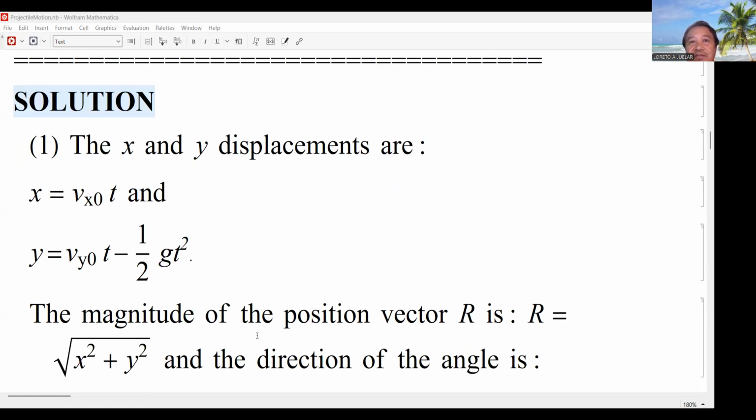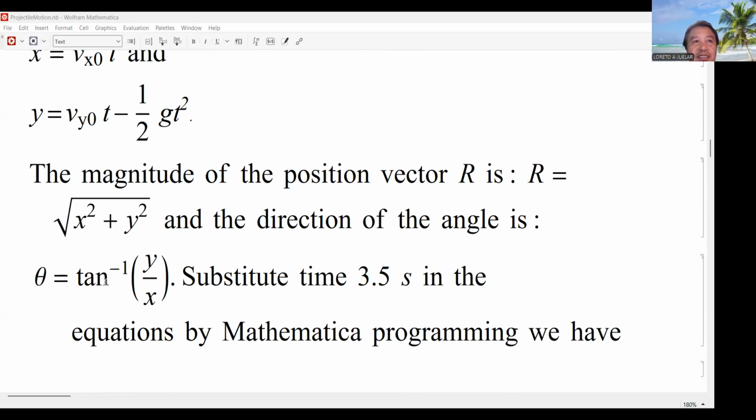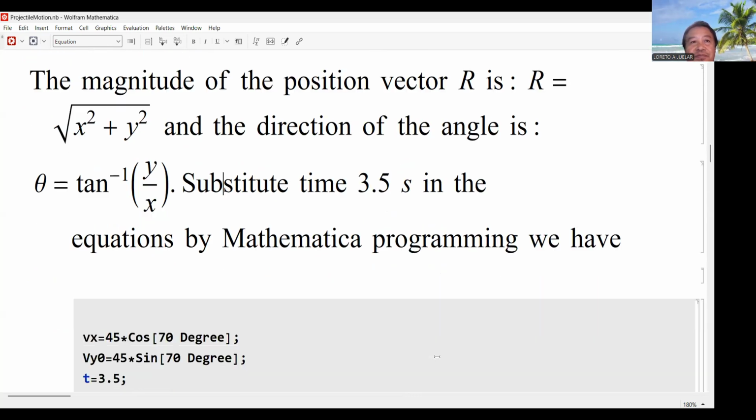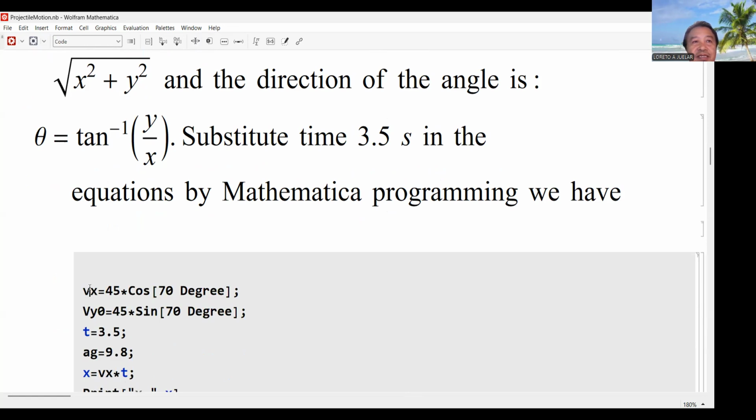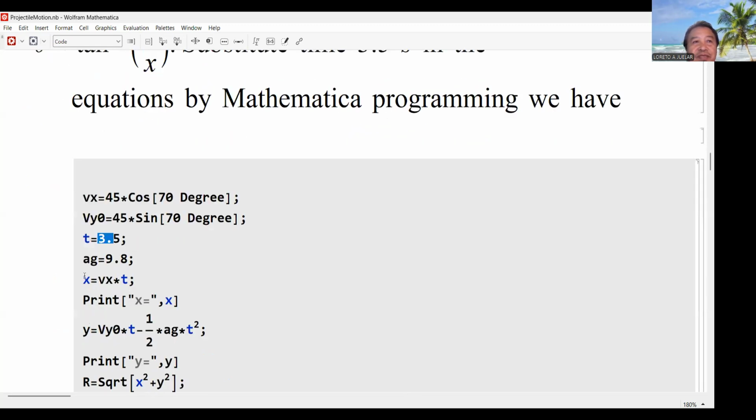The magnitude of the position vector r is given by the Pythagorean theorem, the square root of x squared plus y squared, and the direction angle is given by this term. So we substitute 3.5 in the equation using Mathematica programming. We have the x component of the initial velocity and the y component of the initial velocity. The time is equal to 3.5. Now we have the acceleration due to gravity here, 9.8.